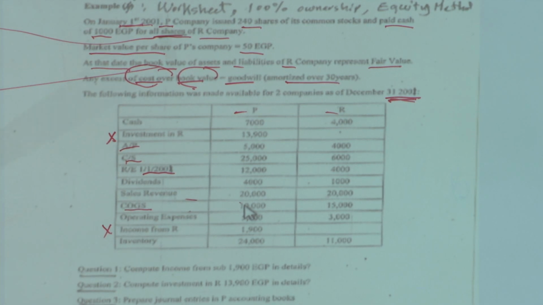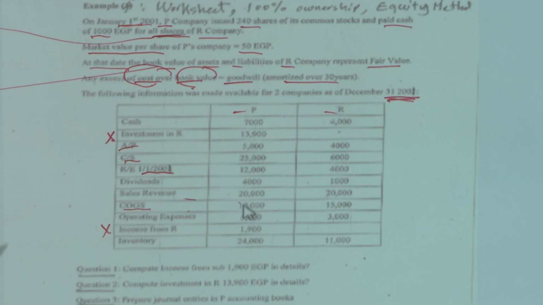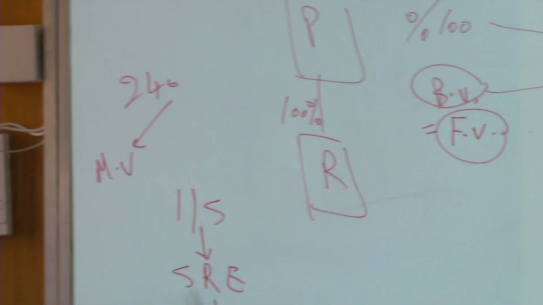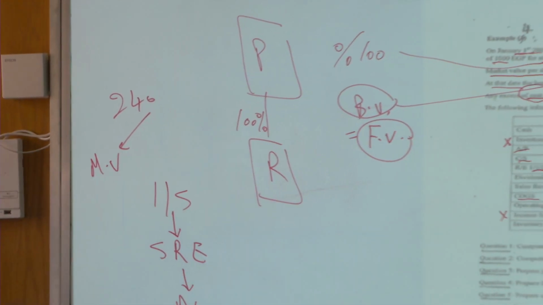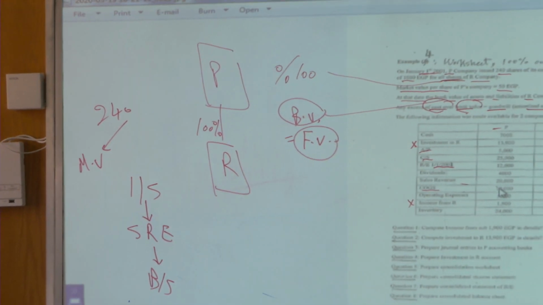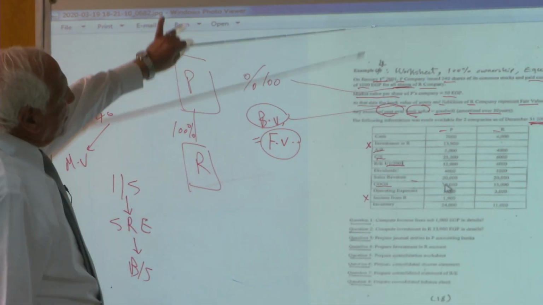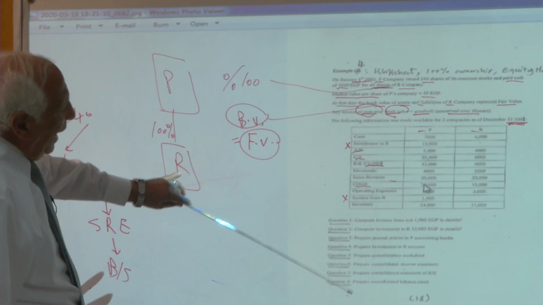This information, I call it mixed information. You need to classify it. Which ones belong to the income statement when I come to the worksheet? Which ones belong to retained earnings? Which ones belong to the balance sheet? I'm going to show you this. We finish the example first. This is a good example to understand it.